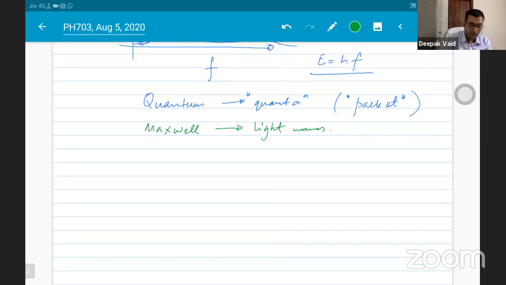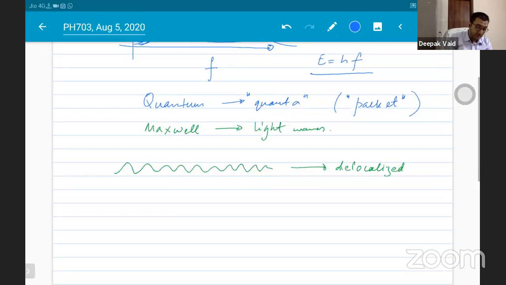And now what is the property of waves? The property of waves is that waves are delocalized, right? A wave is by definition something that is spread out over a large distance. Whereas on the other hand, a quantum is something that is localized.